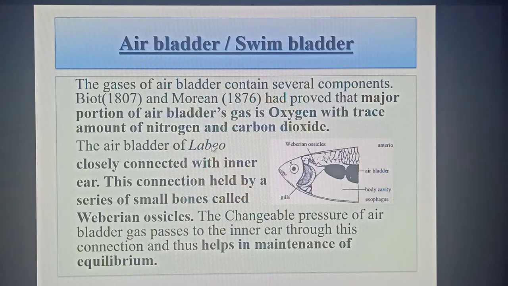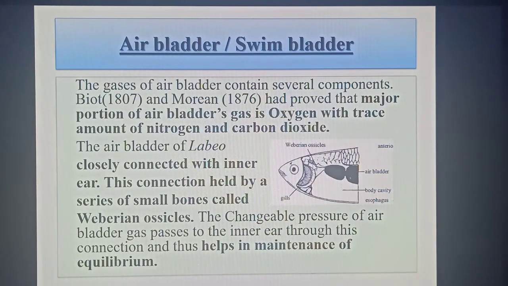The air bladder of Rohu fish is closely connected with the inner ear. Look here. If this is the air bladder, this is the inner ear. The air bladder is connected with the inner ear through a series of small bones, that is, a series of small ossicles, and the name of these small ossicles is Weberian ossicles. This is another important question for you. What are Weberian ossicles, dear boys and girls?